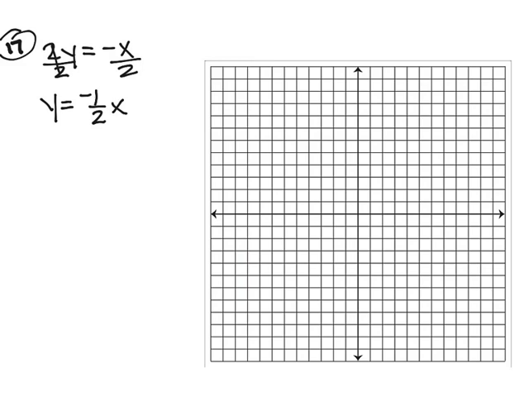Number 17. Your equation is 2y equals -x. So let's get y by itself. We're going to divide by 2. So y equals -1/2 x is your equation. So -1/2 would be our slope. And it's not a plus or minus number out here. So your y-intercept would be 0.